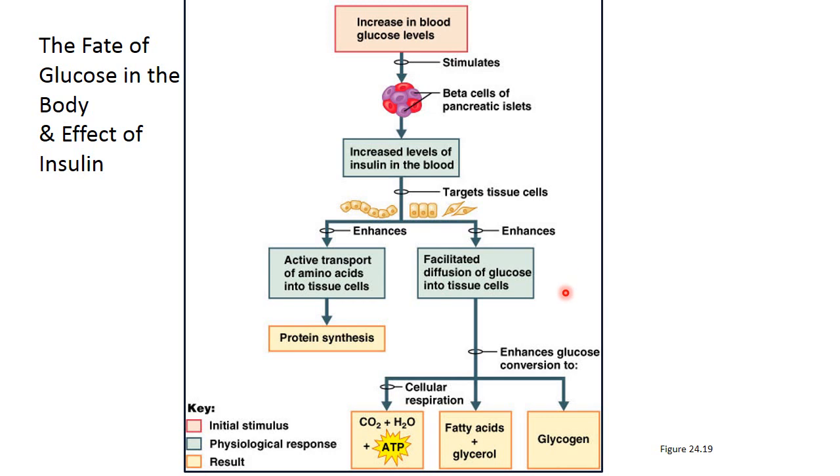Once glucose is in the cells, we're going to use glucose to make ATP, and if there's still glucose available in the blood, it will then go into storage, and the storage form of glucose is called glycogen, and it's primarily in the liver that we find glycogen. And if there's still excess glucose in the blood, you will convert that energy to fats or fatty acids and glycerol and store it in your adipose tissue or your fat cells.